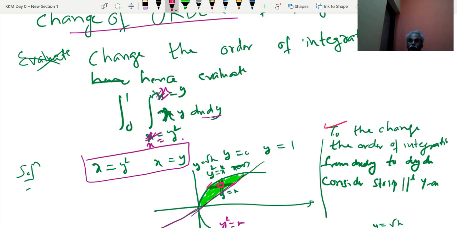So to change the order of integration, instead of parallel to the x axis, you have to consider parallel to the y axis. Change integration from dx dy to dy dx, consider a strip parallel to the y axis. This you have to write. So when you consider a strip parallel to the y axis, see that the lowest is this line and the highest is the parabola. Hence, y equal to x to y equal to square root of x, since y square equal to x means y equal to square root of x. So that becomes our integration limit for the changed order dy dx.